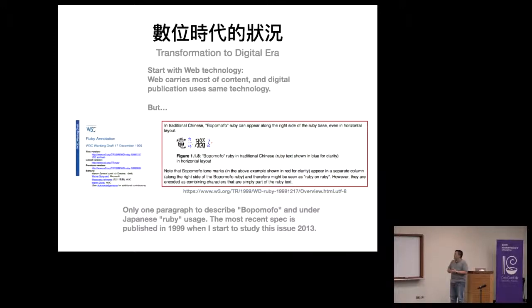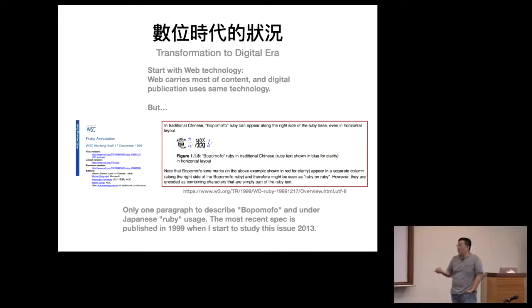So I started to study this: how can we make the Bopomofo layouts on the web or on information systems. The web carries most of the content, and digital publications, like EPUB, use the same technology. But when I started on this issue in 2013, I found in the W3C specifications only one paragraph describing the Bopomofo. It's under the Japanese Ruby usage.